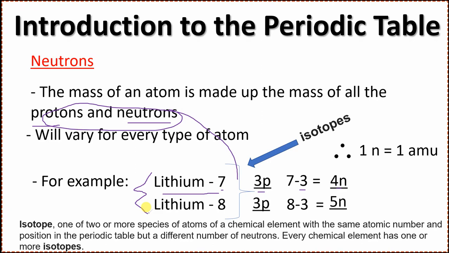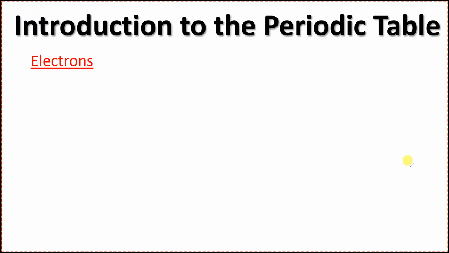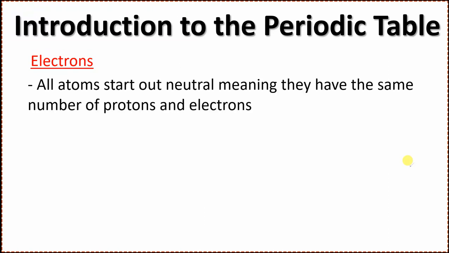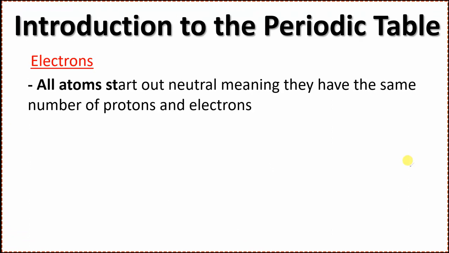And just like we said earlier, protons and neutrons are essentially the same. So if you have 1 neutron, you also have 1 atomic mass unit. Lastly, we'll talk about electrons here. All atoms start out neutral, meaning they have the same number of protons and electrons.